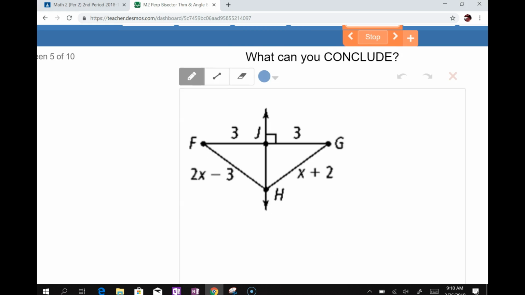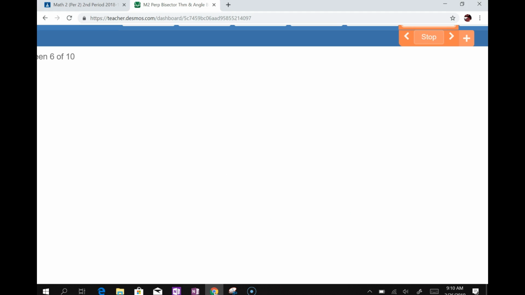All right. What do you know here for a fact? All right, and that's on the segment. It's also perpendicular. That segment is being cut in half. So what are you allowed to conclude? That those two are equal to each other from the point H. So 2x minus 3 equals x plus 2.